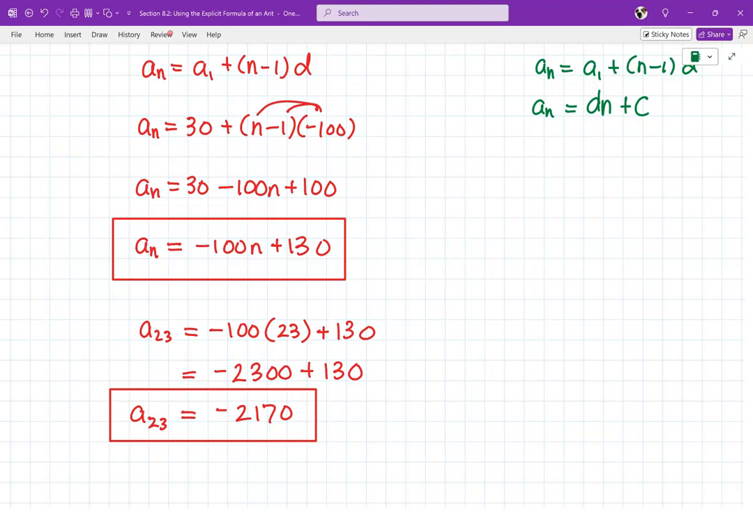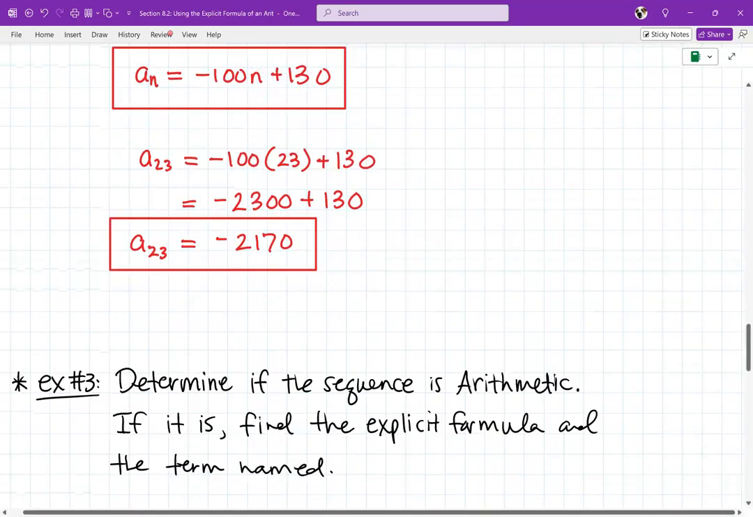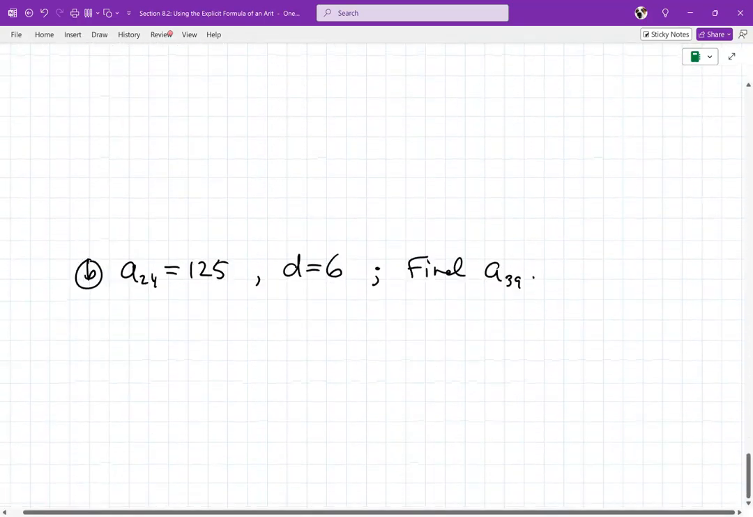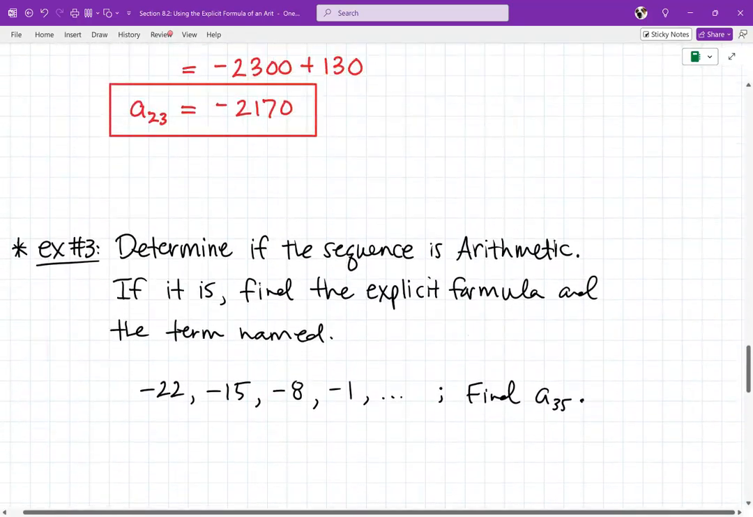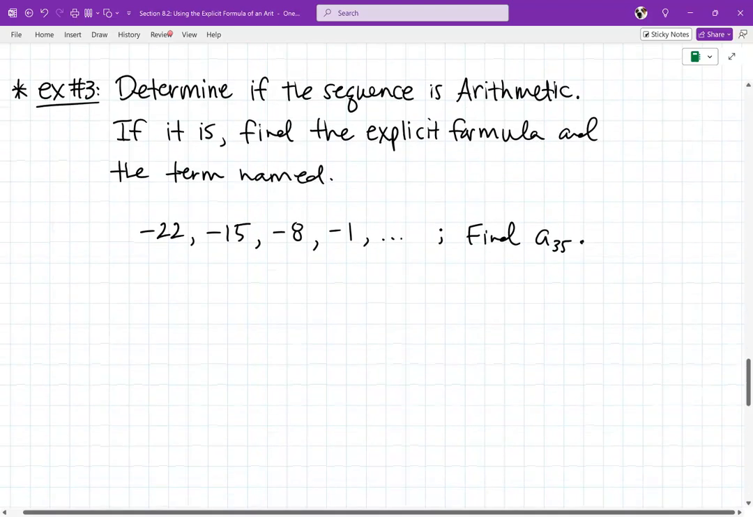Okay, I think we have one more set of examples. Let me double check. Oh, it's actually two, but this one's just one. So two more sets of examples, then we're done, because there's a lot of ways you can utilize this.